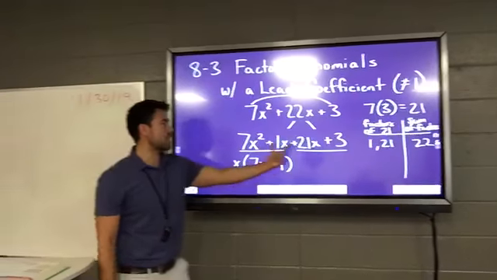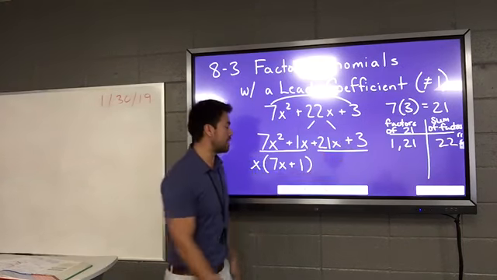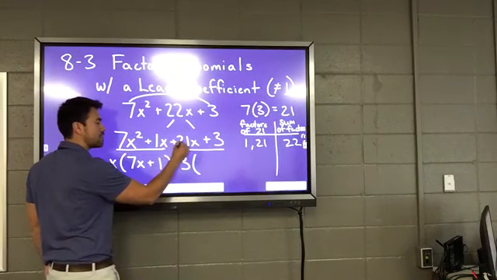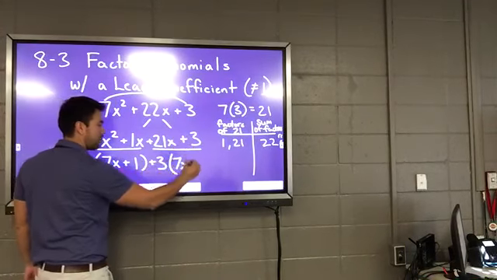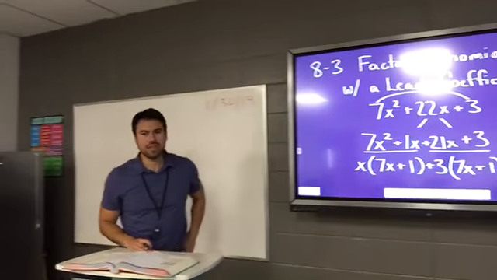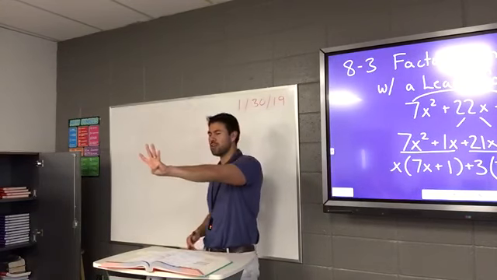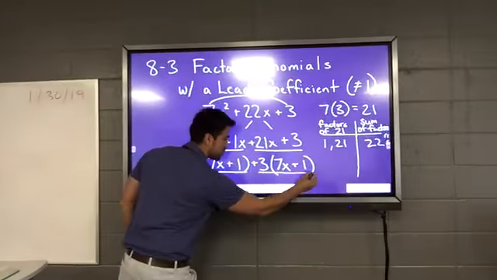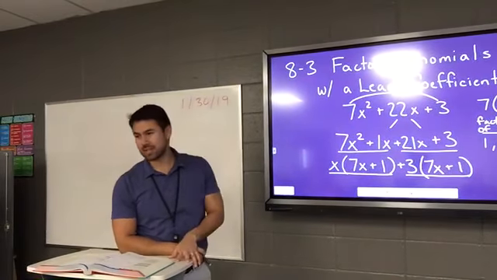All right. What's the GCF of the next group? Just look at that group. 3. Positive 3 to be exact. And if I divide 21x by 3, I get 7x. And if I divide 3 by 3, I get plus 1. Okay. I took a trinomial, made it into a four-term polynomial, and now I have two distributions. I have two distributive property problems in this.